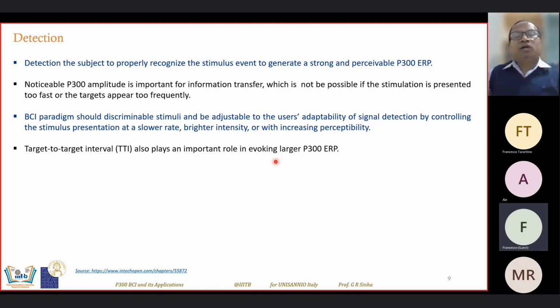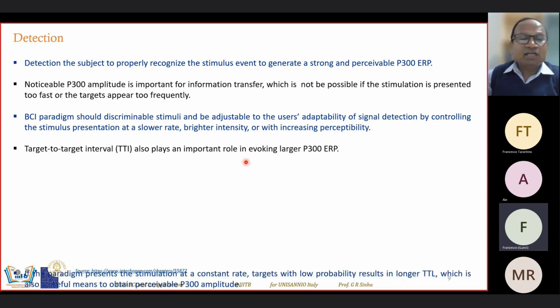So if the gap between one target and the next target is very small, it means so many targets are coming very frequently, and then the impact is not good. Therefore, the target to target interval plays an important role so that we get a larger P300 ERP.